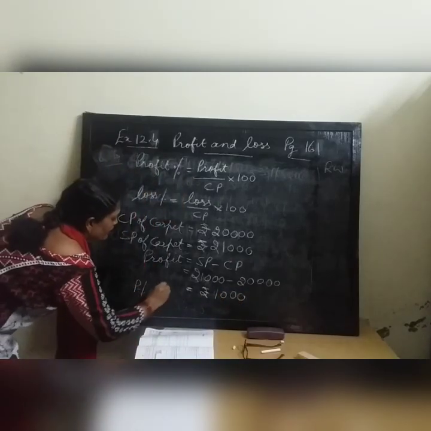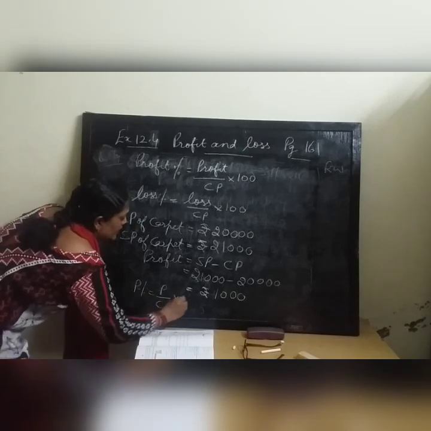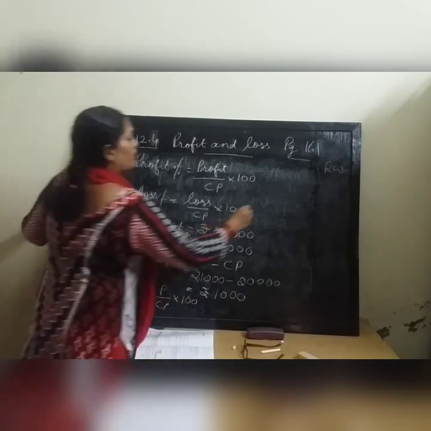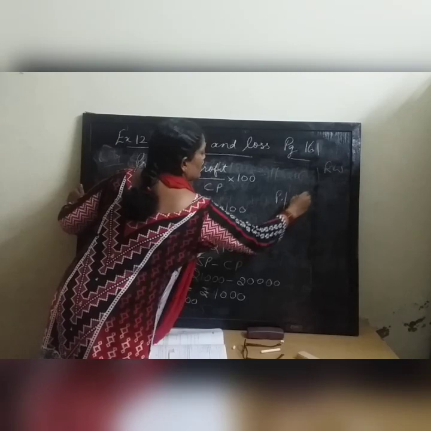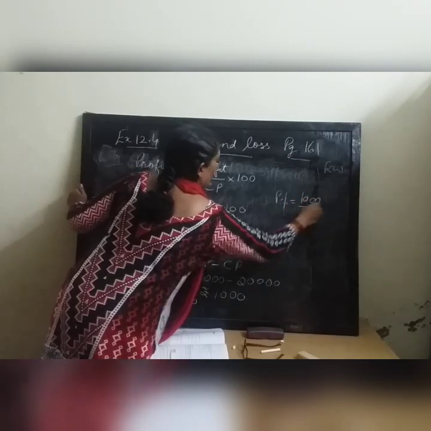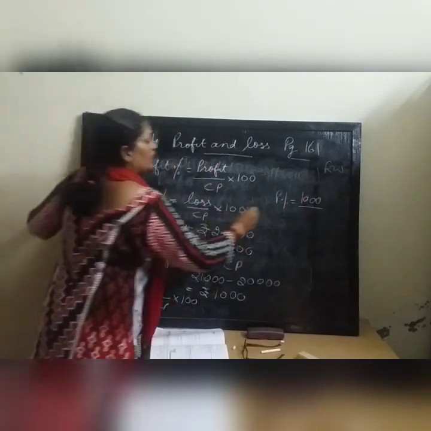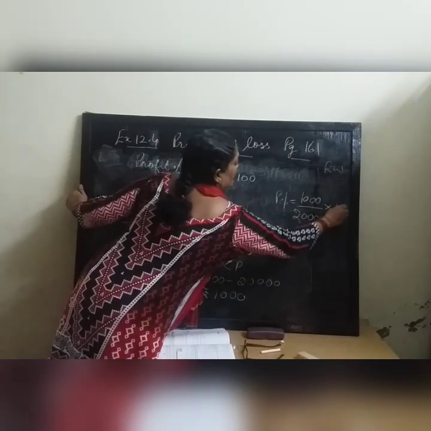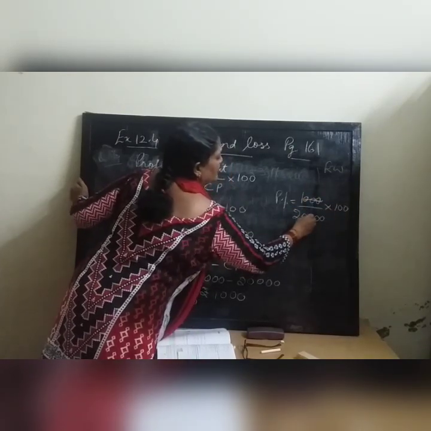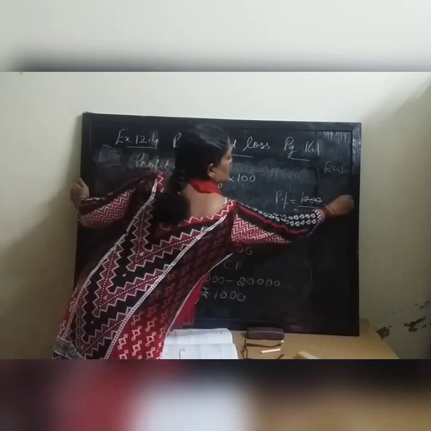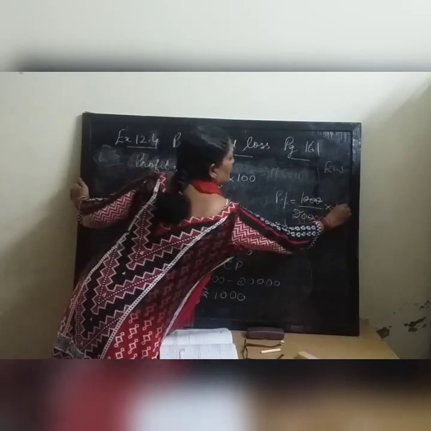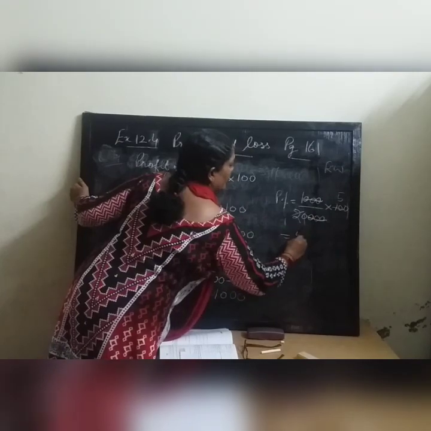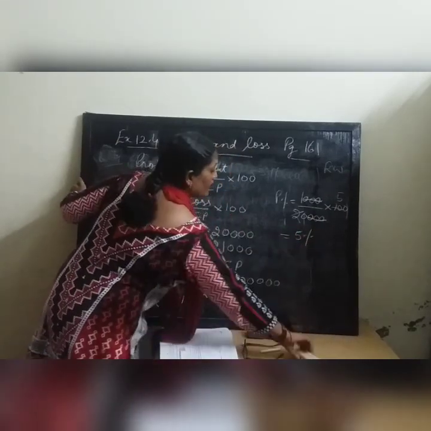Now what is the formula for profit percent? All of you know, profit over cost price into 100. What is the profit here? Tell me students. 1,000. What is the cost price here? 20,000 into 100. Cut the zeros, 3 from the back. This zero cancels. 2 ones are 2, 2 fives are 10. That is 5%. All of you understood this sum?